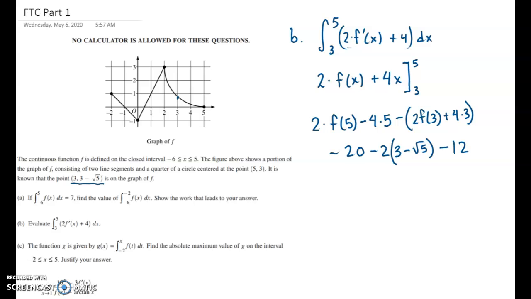This would be an acceptable answer. You don't have to go any further than that. And I would recommend that you don't, because if you make a mistake and you go further, then you don't get full credit. But that's part B.